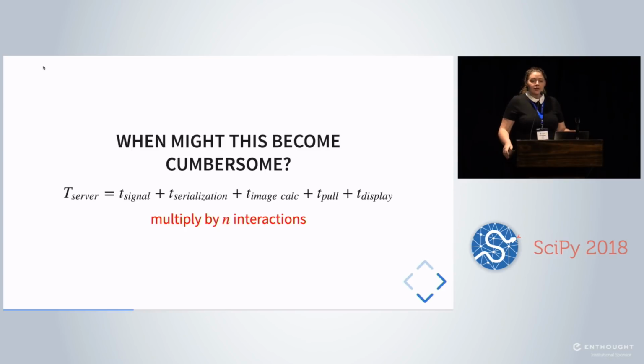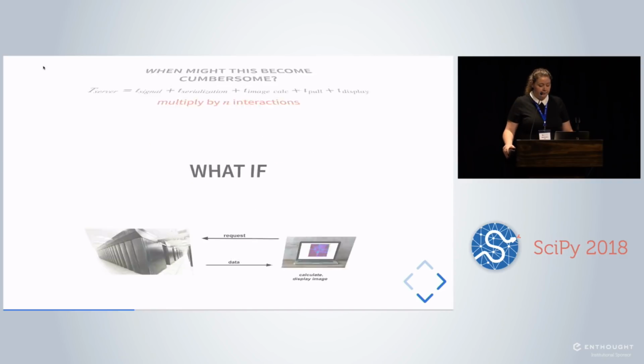But when you're doing it with this process, you have to do this n times, and all of these specific time variables are going to be multiplied by n interactions. So if I zoom, I might have like 20 images that are created in a zoom action if I want that animation with these data sets.